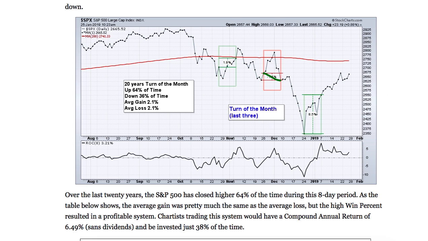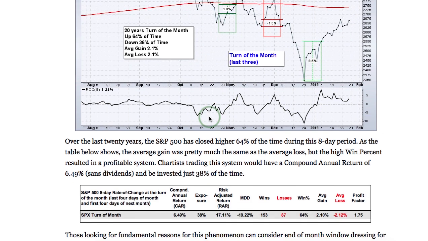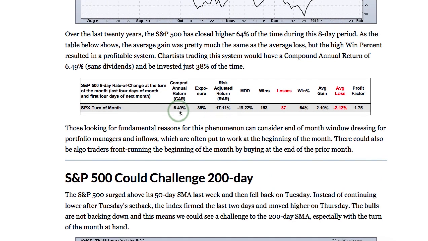Now, of course, 3 instances don't make for a strategy, but I ran the numbers over a 20-year period, and 64% of the time the market was up during this 8-day period, and the average gain was 2%. The average loss was the same, but it was only down 36% of the time. So there's clearly a bullish bias during this turn of the month. And that's why I thought that this uptrend could extend into early February.